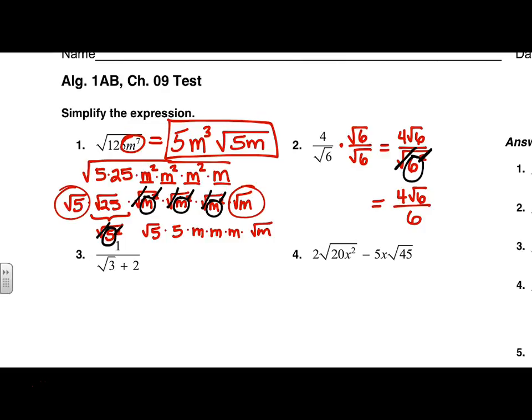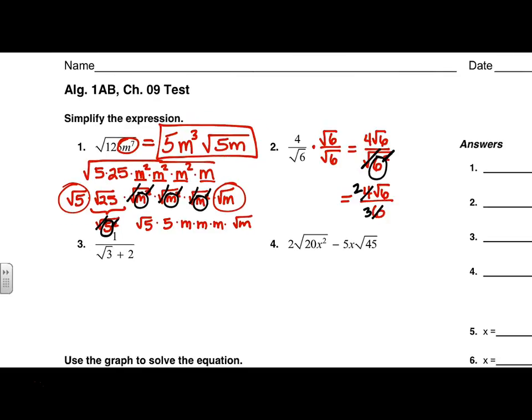bottom. Can I reduce? Yes, but careful. That 6 is under a radical and that 6 is not. I can't put those together. One's in the house and one's out. Right? But what can I do with the 4 and the 6? Yeah, I can reduce. What goes into 4 and 6? 2. How many times does 2 go into 4? And how many times does 2 go into 6? There it is. Now, I don't think I took off points if you got 4 root 6 over 6, but the best answer would have been 2 root 6 all over 3.